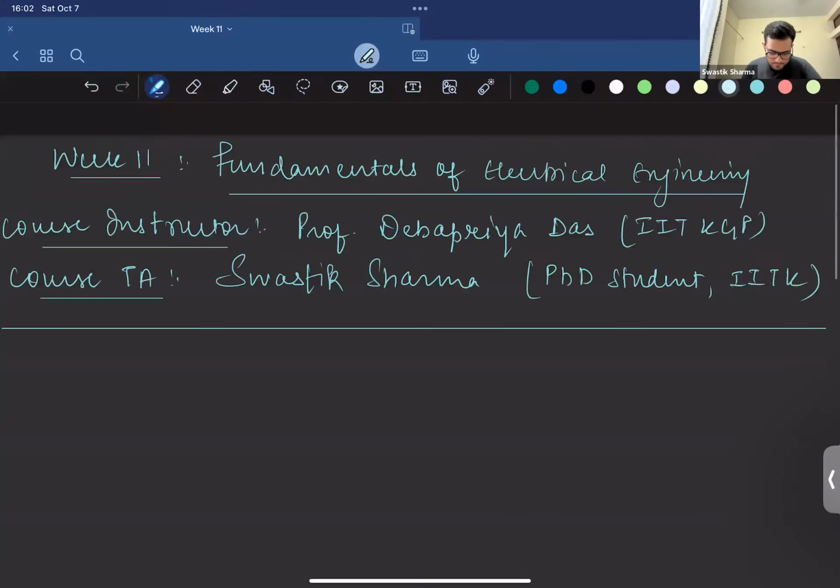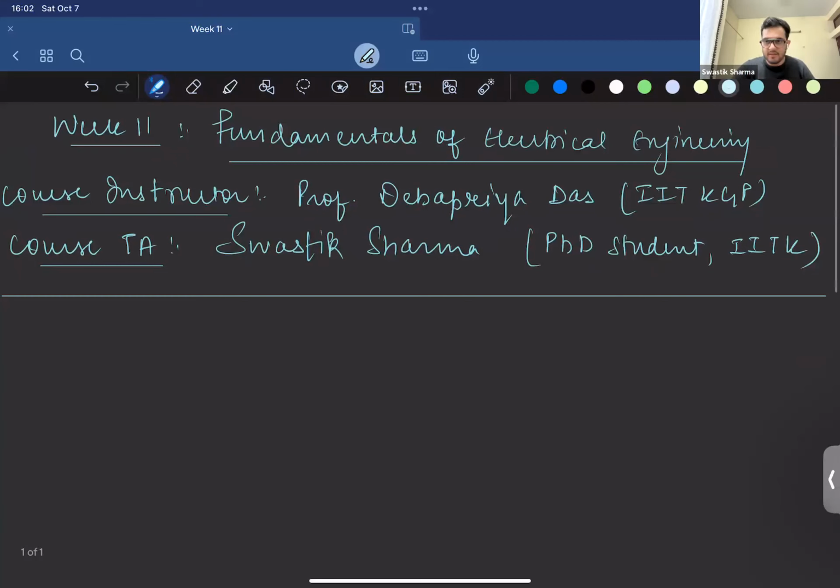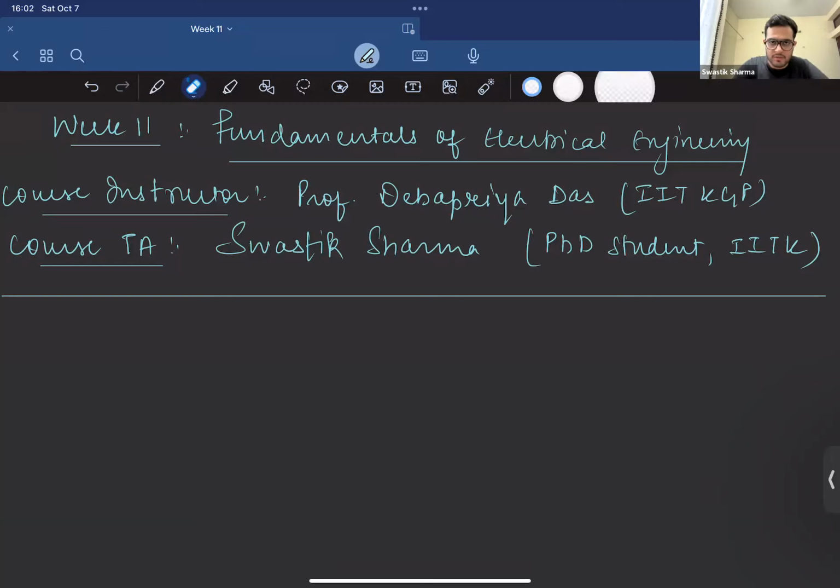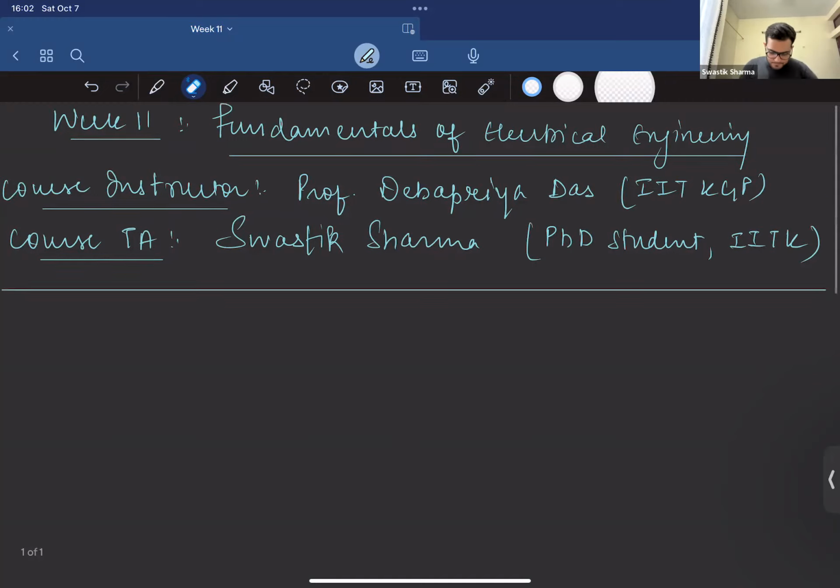Today we are going to discuss the single phase transformer, in which we are going to learn how it works and what are the various ways in which we can analyze the circuit. If time permits, we'll discuss the induction motor too. So let's start.